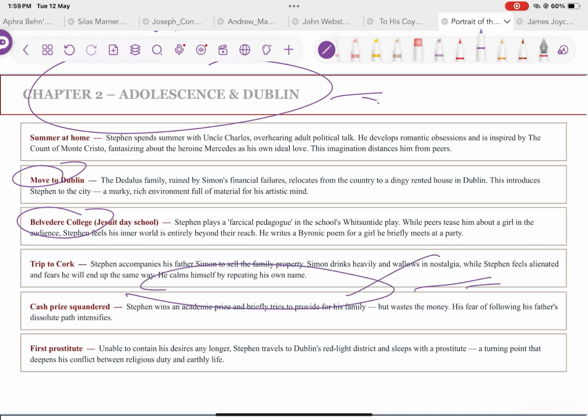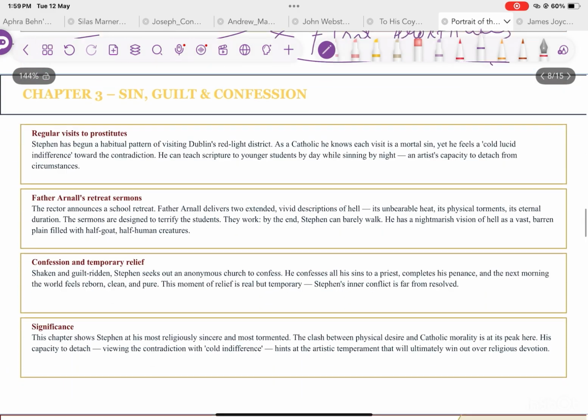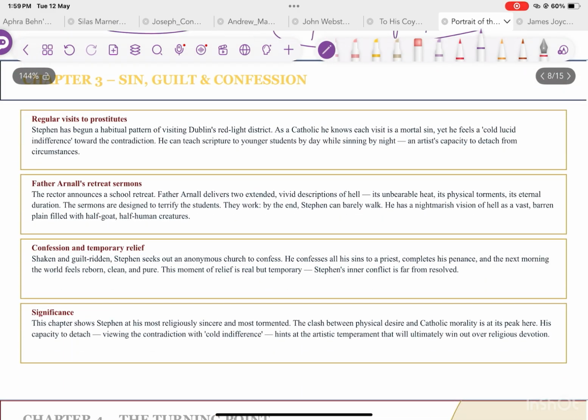So what happens now after the trip, after wasting the prize money and feeling emotionally lost, Stephen finally enters the Dublin red light district and sleeps with a prostitute. This is the first prostitute he sleeps with, and from now on he will start sleeping with prostitutes regularly. There is a major change in the novel. Now we move to chapter 3 of the novel.